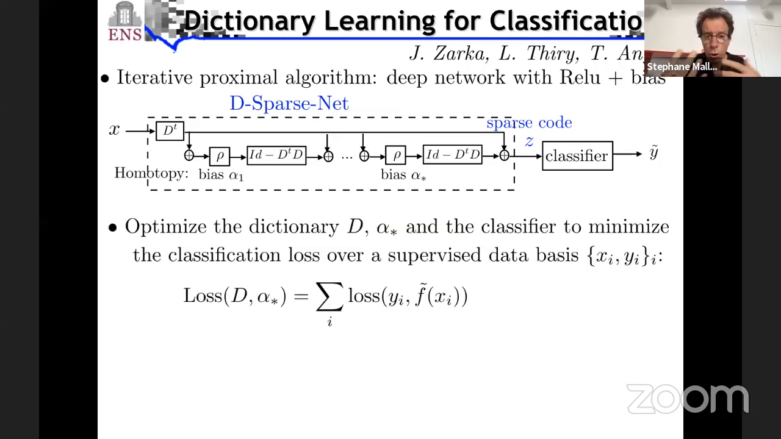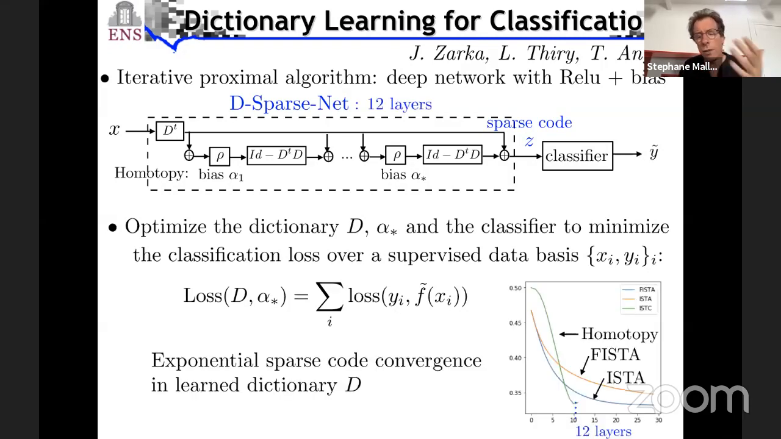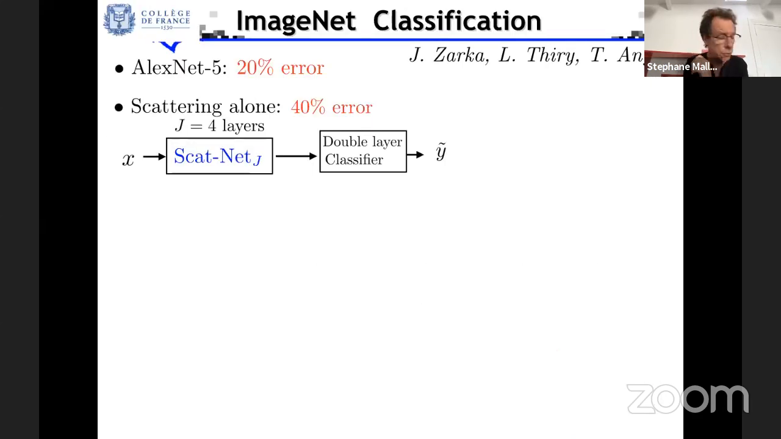So if you want to learn this matrix, basically, you are going to do a supervised learning where you learn both the matrix and the classifier in order to minimize the loss due to the prediction of the class and the error relatively to the true class. So basically, if you want to do that, you'll need about 12 layers in order to converge to a sparse code, which is precise. And you can try that kind of thing for image classification.